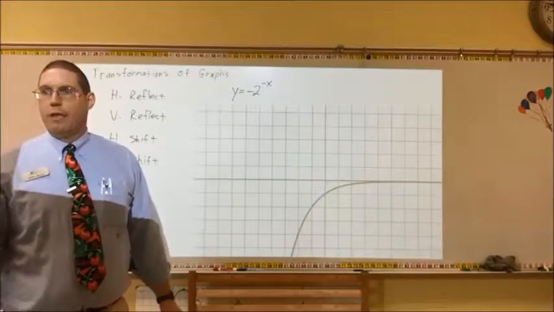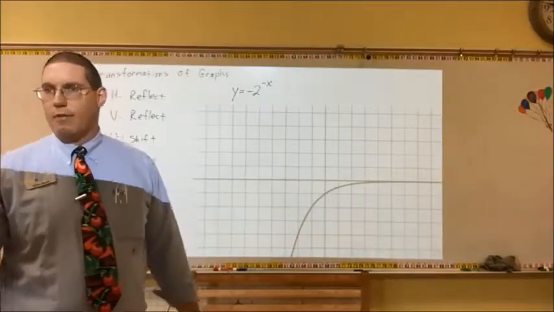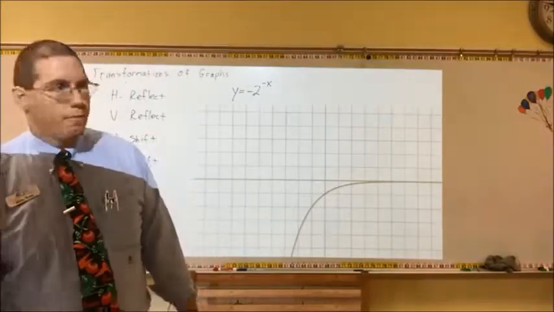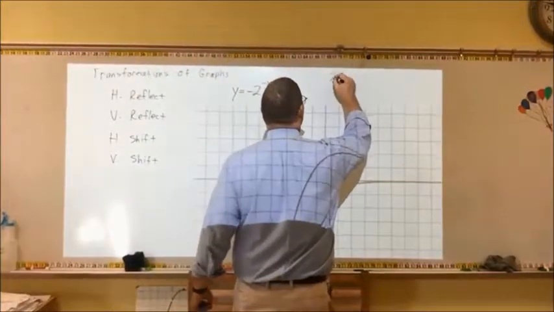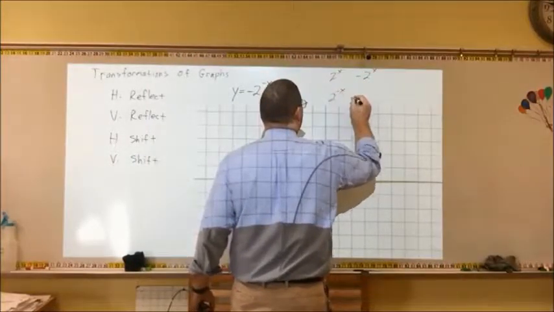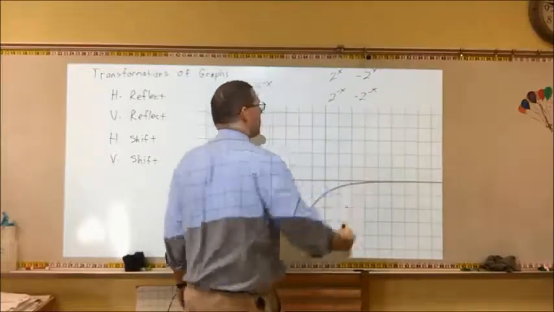So I can have 2 to the x, I can have 2 to the negative x, I can have negative 2 to the x, or I can have negative 2 to the negative x.